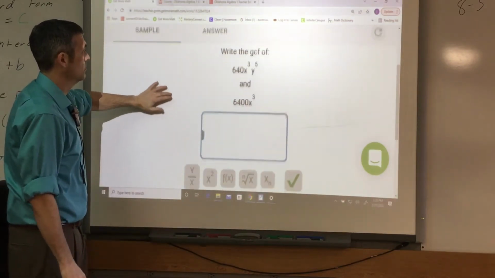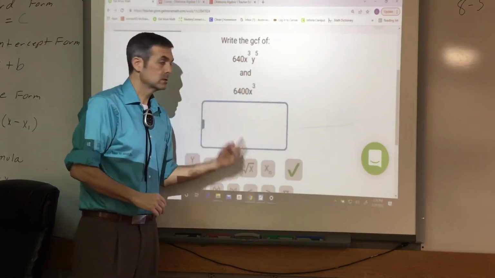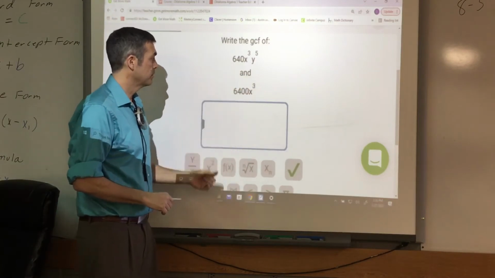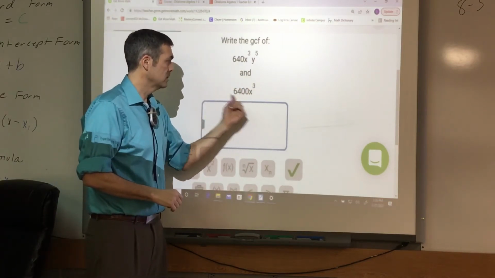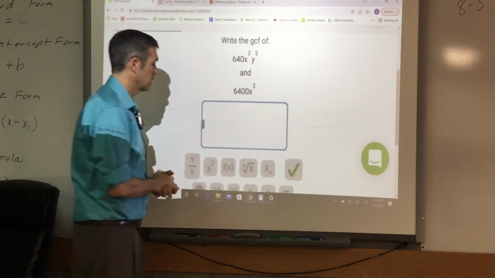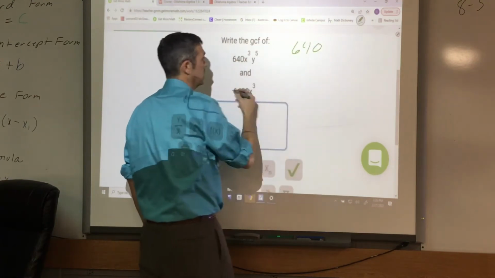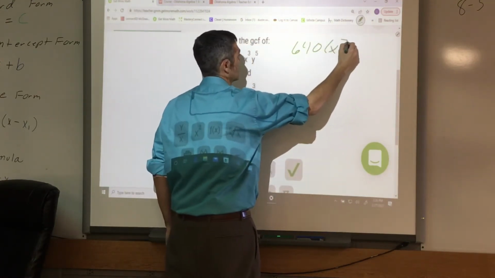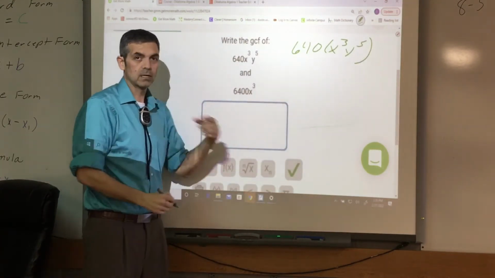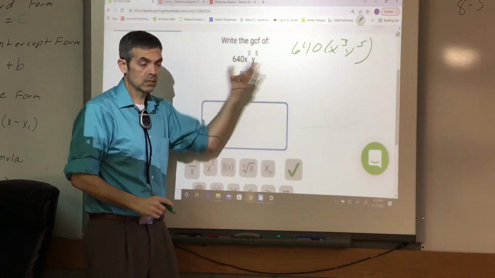So here's a good one. Notice there are more variables in this. First thing, 640 and 6,400, you can take 640 out of those two terms. So you'd have 640 x to the third, y to the fifth. I can take those out. These two things are the same thing. That's important to see.